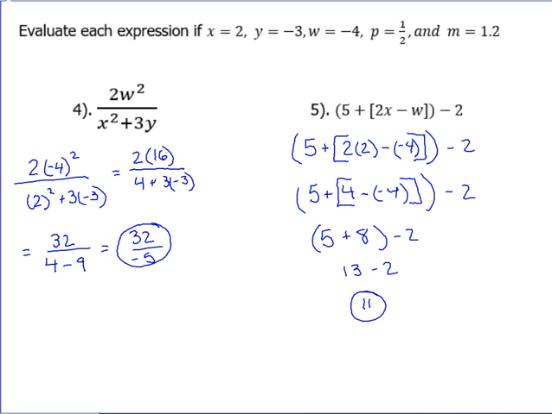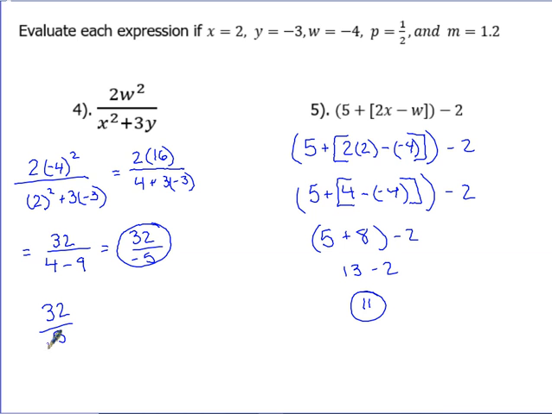Okay, so here's the answers that you should have got for number 4 and 5. One thing I want to point out really quick about this 32 over negative 5. A lot of people sometimes get confused about where the negative sign has to go. Okay, I want to show you something.